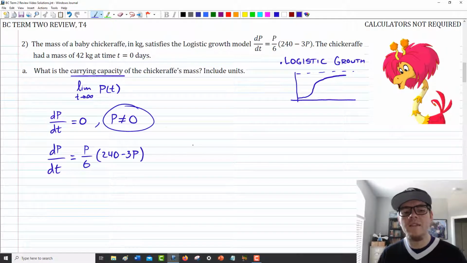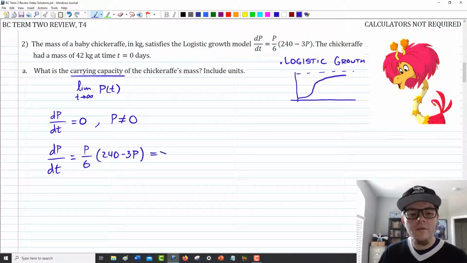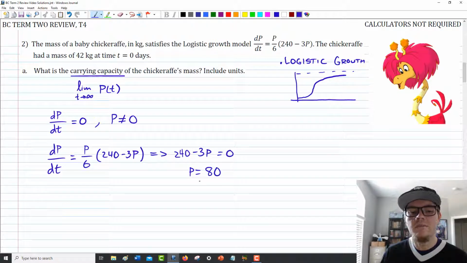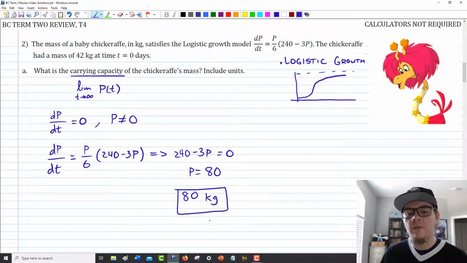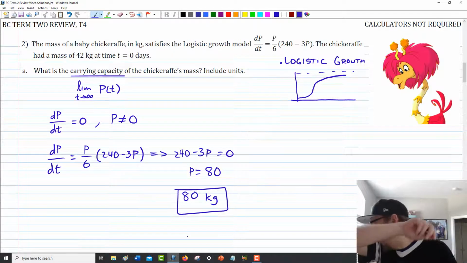Now we did say that p is not equal to 0, so that means that what we're really looking for here is we're trying to figure out when 240 minus 3p is equal to 0. Solving that really quickly gives us p equals 80. So in other words, the carrying capacity mass is going to be 80 kilograms for this chick giraffe.